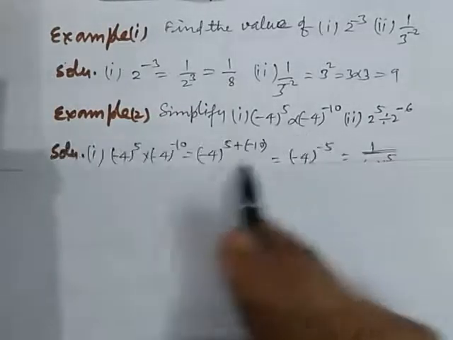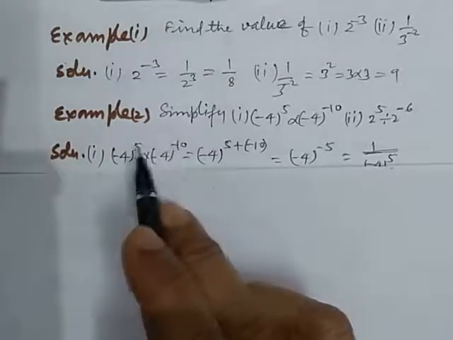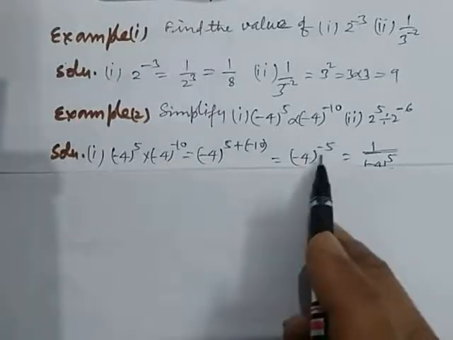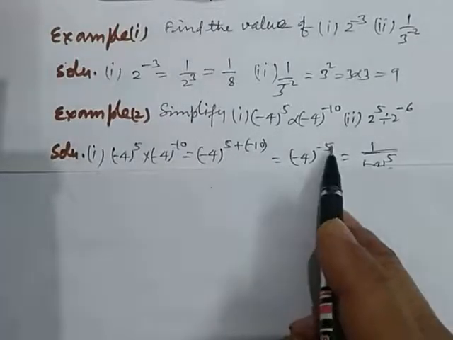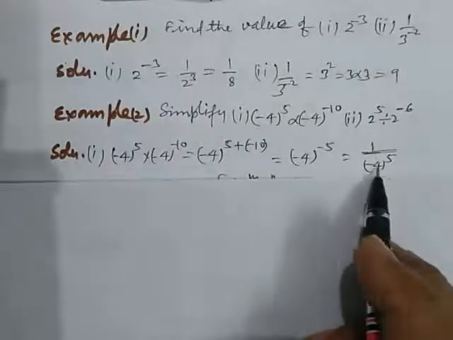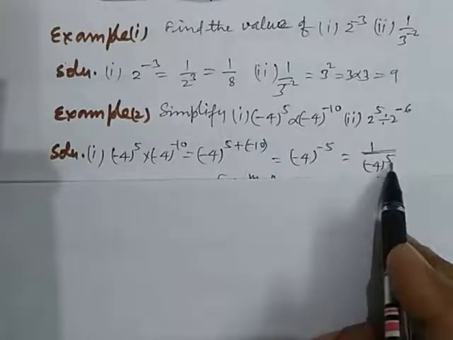First we solve the first part. Here the bases are same, so powers are adding. So 5 plus minus 10, this becomes minus 5. Minus 4 power minus 5, by reciprocating this is converted to positive. So 1 upon minus 4 power 5.